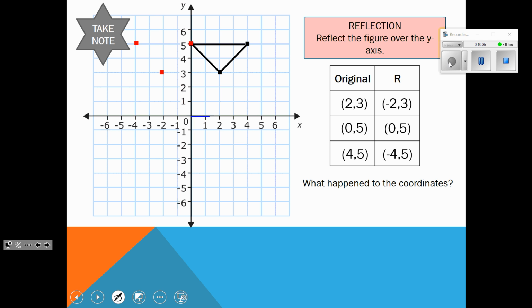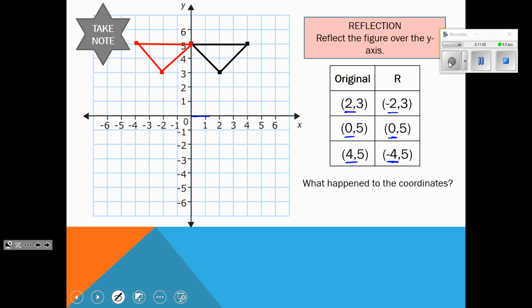Now, look what happened right here. What happened to the coordinates when you're reflecting it? Since we were reflecting over the y-axis, look what happened to the y. It stayed the same. The y of the ordered pairs stayed the same when we were reflecting over the y-axis. But what happened to the x of each ordered pair? 2 to negative 2, 0 stayed 0, 4 to negative 4. Notice that they are opposites.